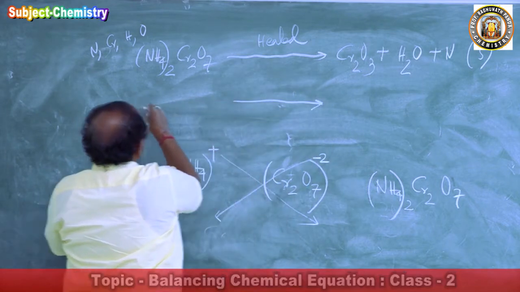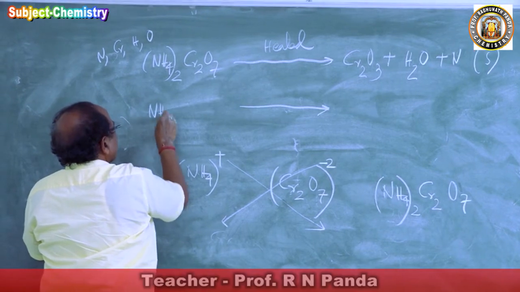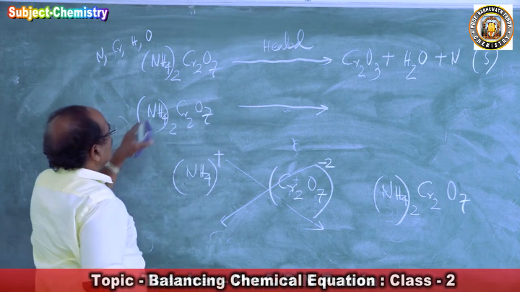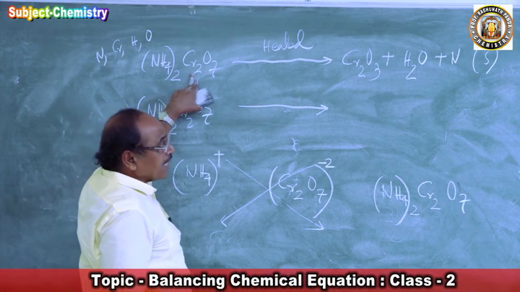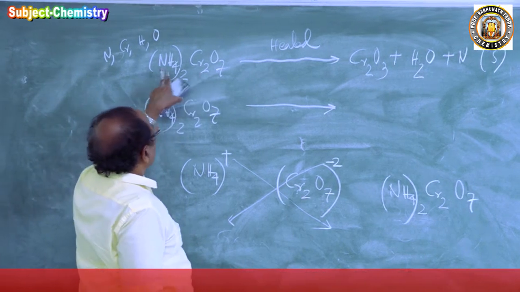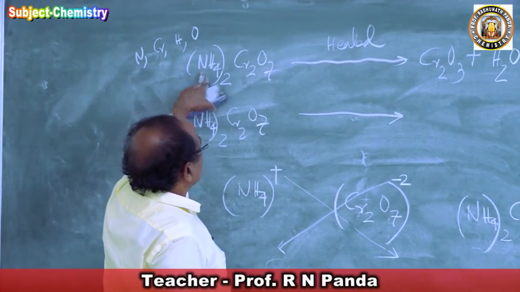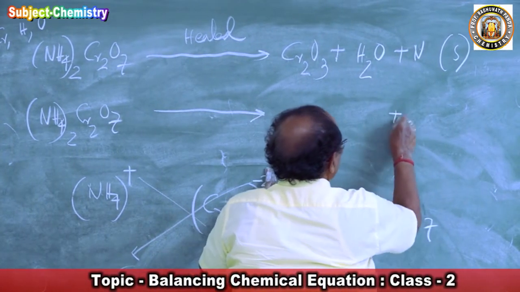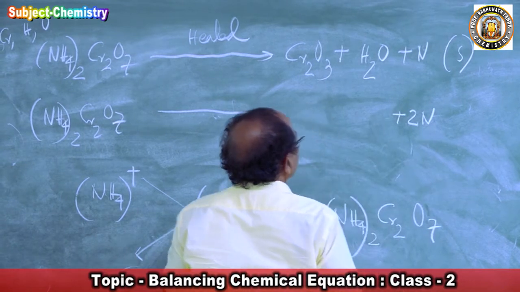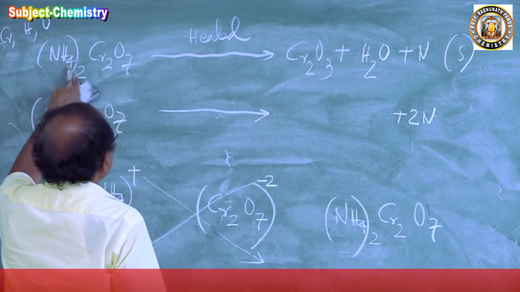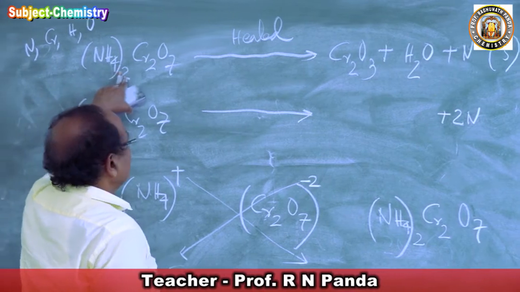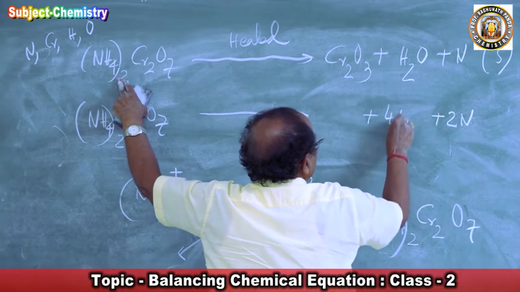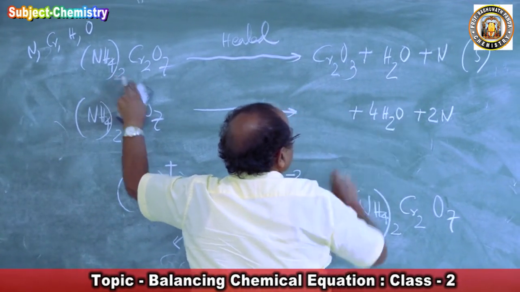So this is ammonium dichromate. Write the reactant, (NH4)2Cr2O7. Balance the atoms. So how many nitrogen are here? Nitrogen is 2. How many nitrogen on this side? 2. So make it 2N. Then hydrogen, how many hydrogen are here? 8. How many hydrogen on the other side? 2. So multiply it by 4.